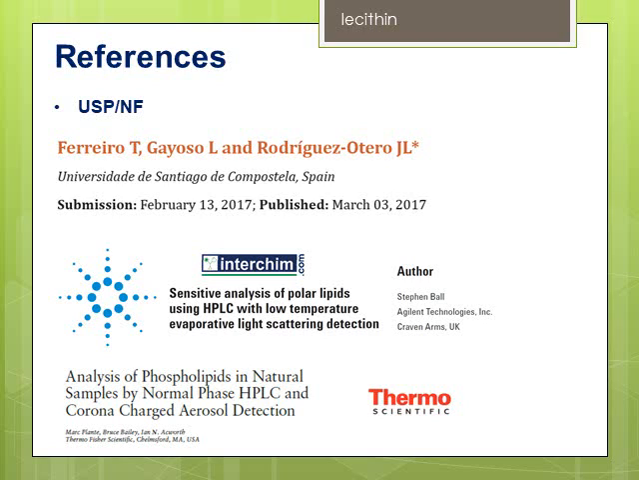Here are some of the references, the USP-NF for sure, and other publications, but Thermo Science, Agilent, and Ferrero Group.